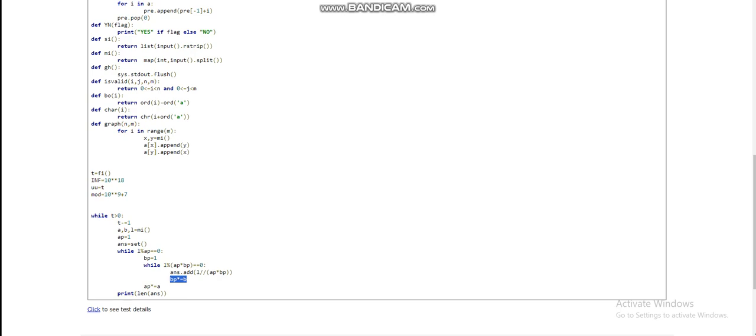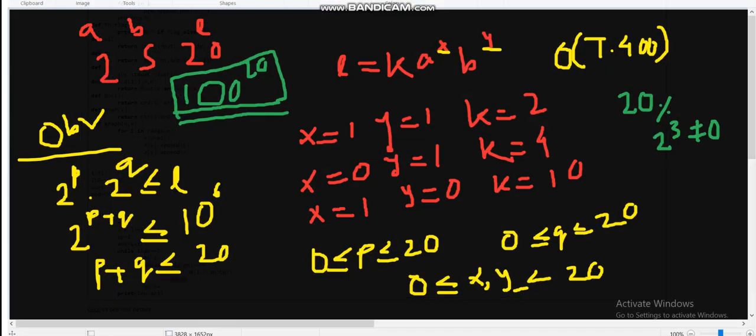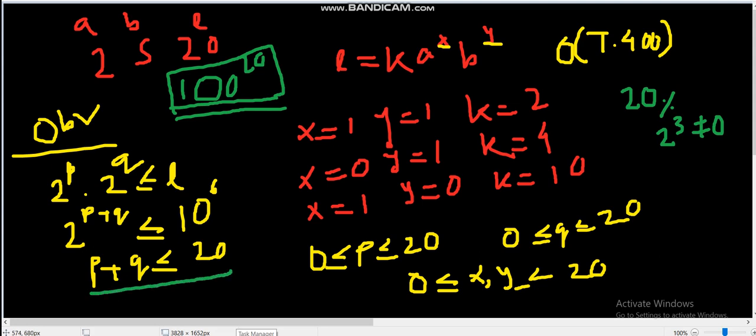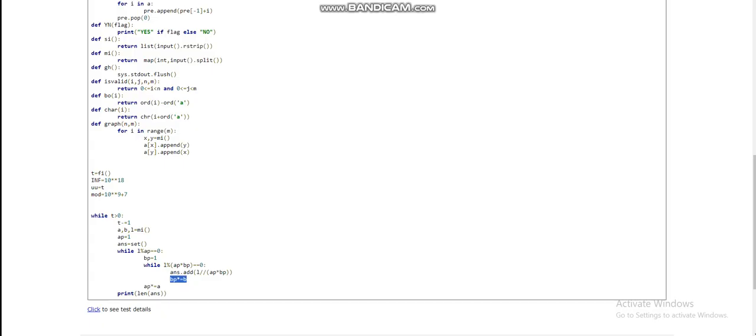The problem is quite straightforward. Just you have to check these cases, like p plus q should be less than or equal to 20. That is the first observation you have to make, and the second observation for C++ users is that 100 to the power 20 might overflow. That's why you have to do this kind of code instead of iterating over all the values of x and y.